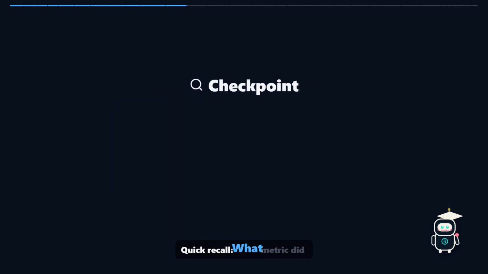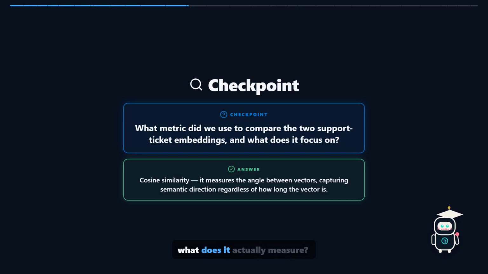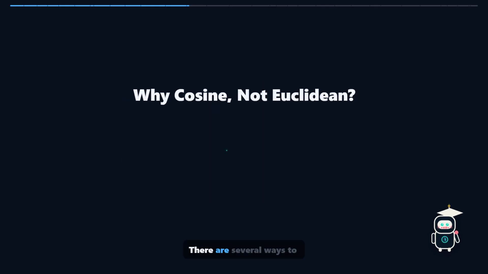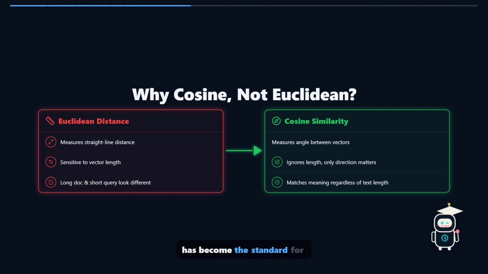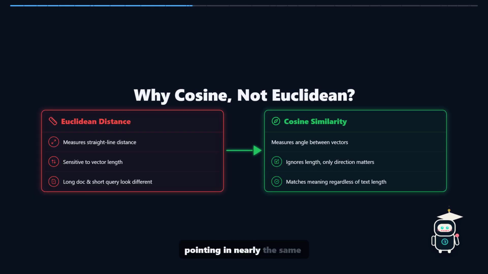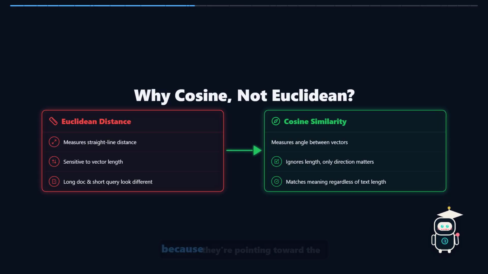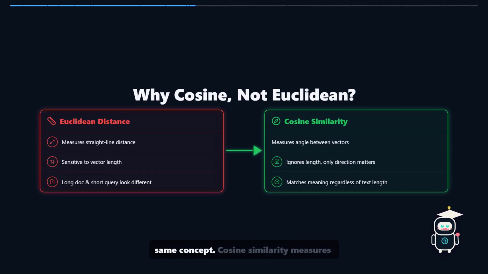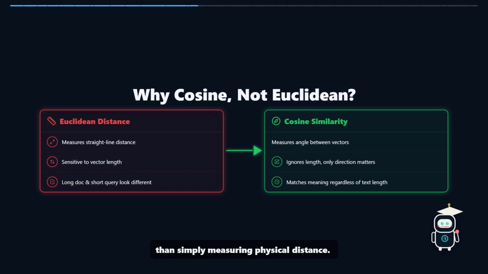Quick recall. What metric did we just use to compare the two ticket embeddings? And what does it actually measure? There are several ways to compare vectors, but Cosine similarity has become the standard for semantic search. Imagine two arrows pointing in nearly the same direction. Even if one arrow is longer than the other, they still represent similar meaning because they're pointing toward the same concept. Cosine similarity measures that angle between vectors rather than simply measuring physical distance.